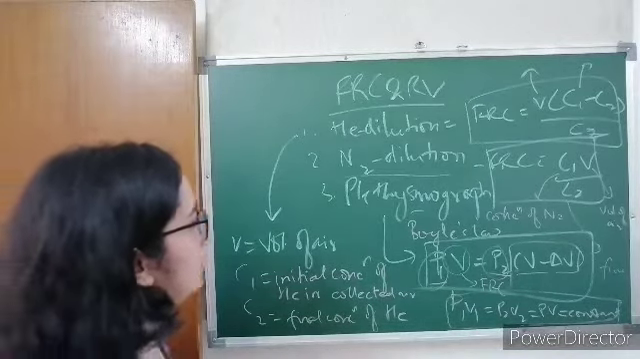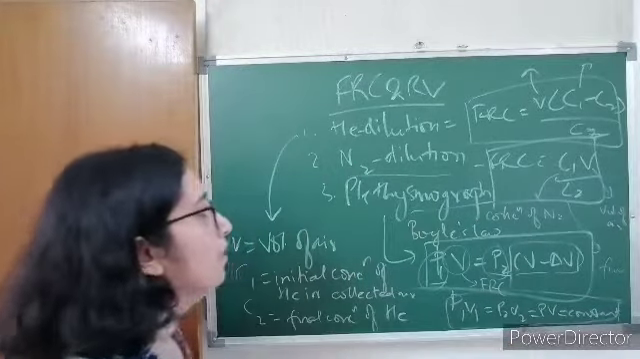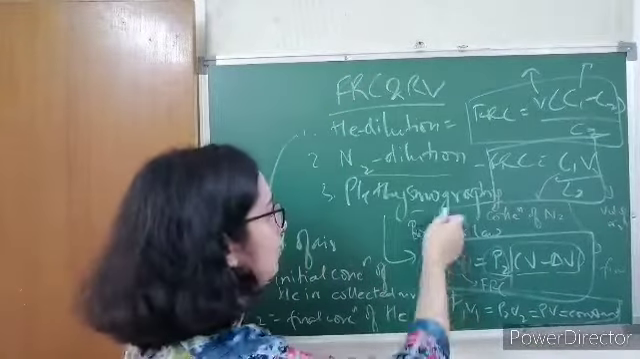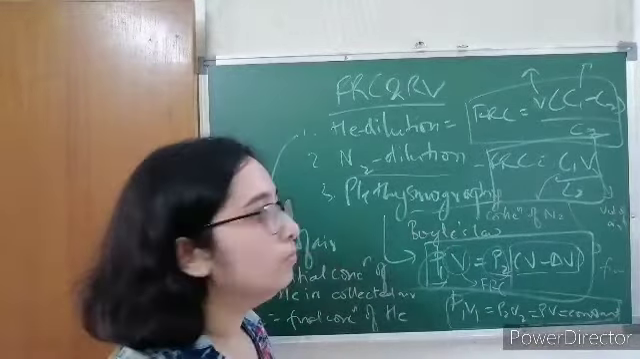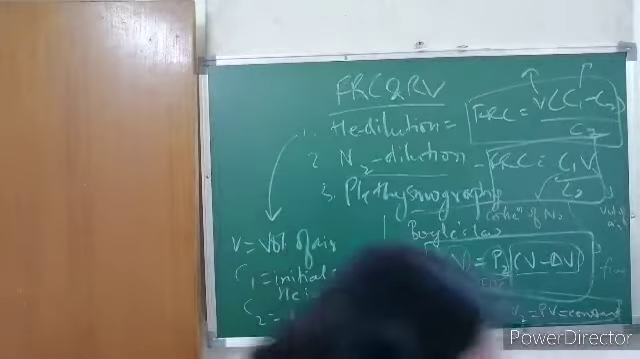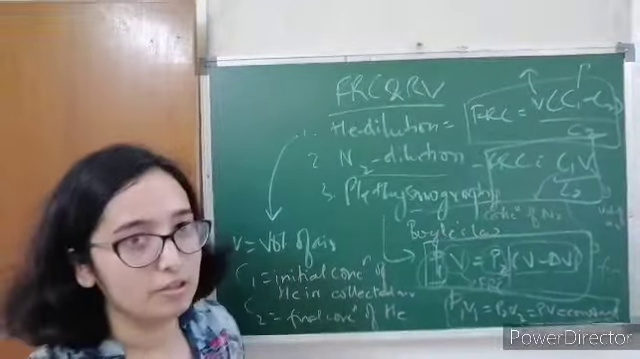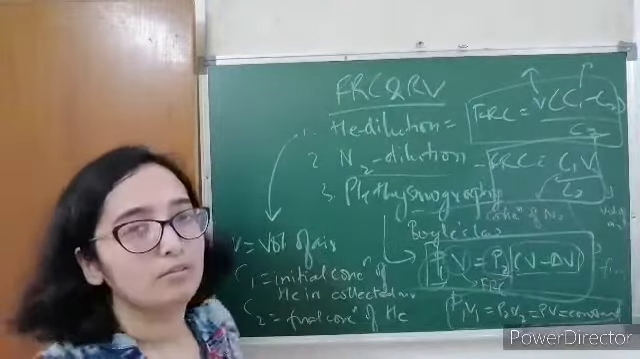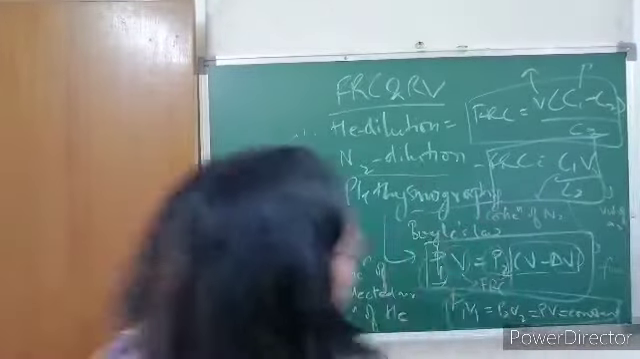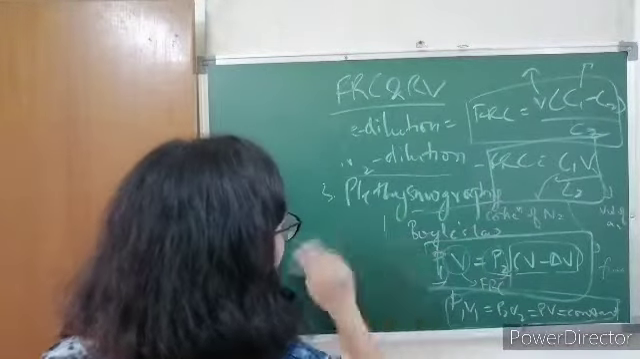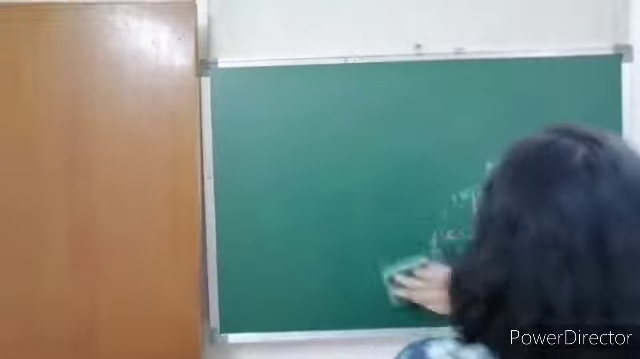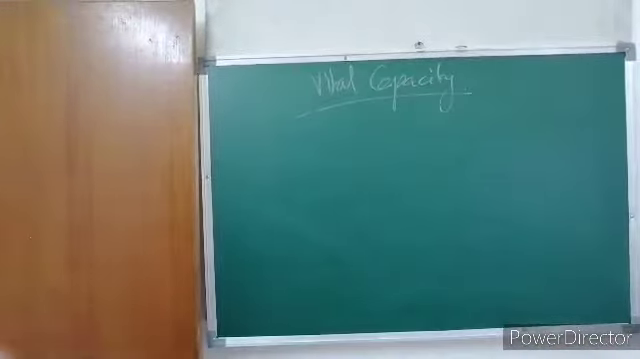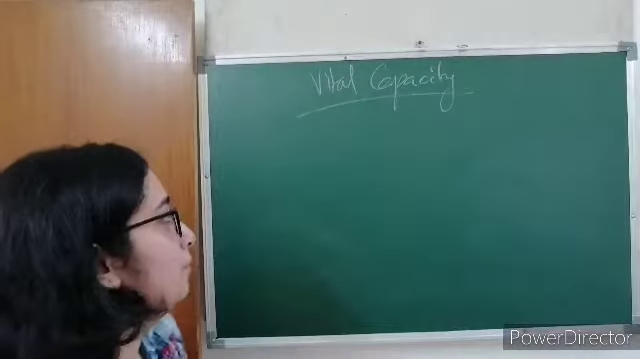So this graph will be the technique. The graphing will be the technique, the graph will be the instrument here. So now we will see the vital capacity. What is the definition, what are the physiological and pathological changes in the vital capacity, and next we will move on. So now we will see what is vital capacity.